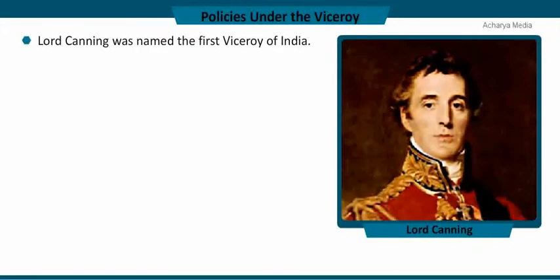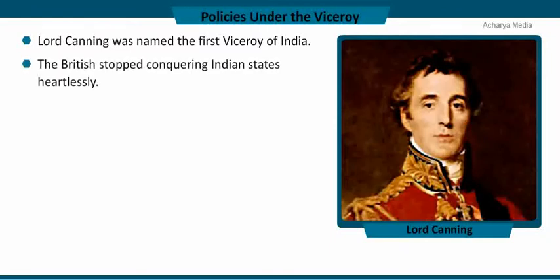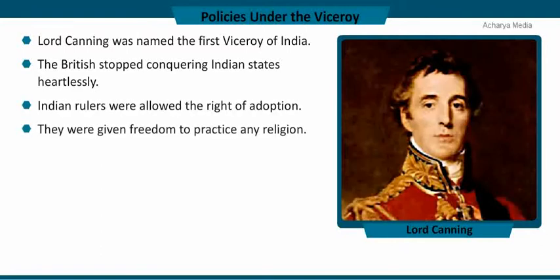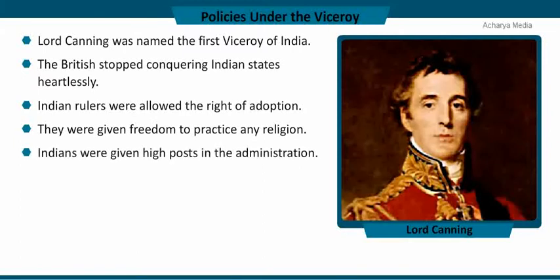Policies under the Viceroy. Lord Canning was the last Governor-General and was made the first Viceroy of India. The British stopped conquering Indian states heartlessly. Indian rulers were allowed the right of adoption. Indians were given freedom to practice any religion. They were given high posts in the administration. The Indian army was completely restructured. European forces were increased and the artillery was under the command of the British.